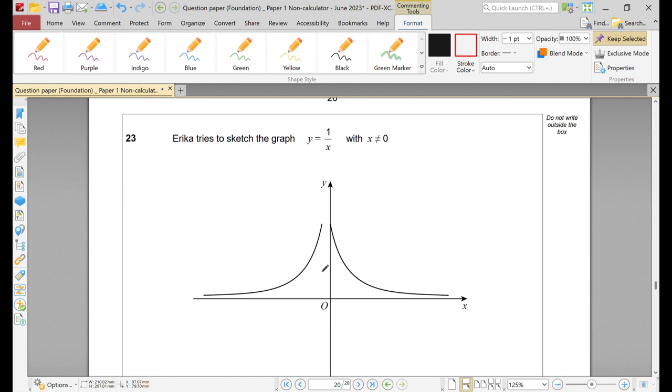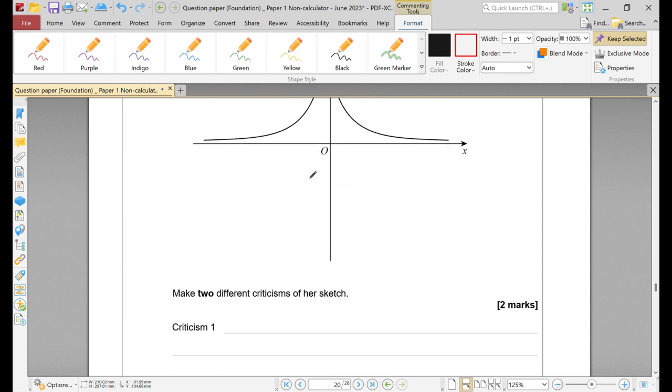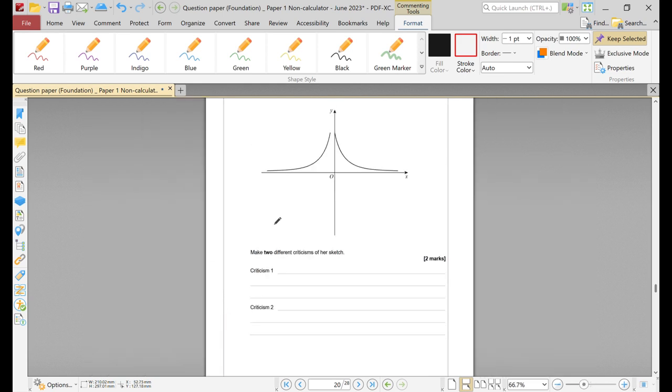x equals... x doesn't equal 0. So she's drawn a curve for when x doesn't equal 0. 2 criticisms of the sketch. Well, she's drawn it for x equals 0. That's the first thing. So it shouldn't be drawn at x equals 0.